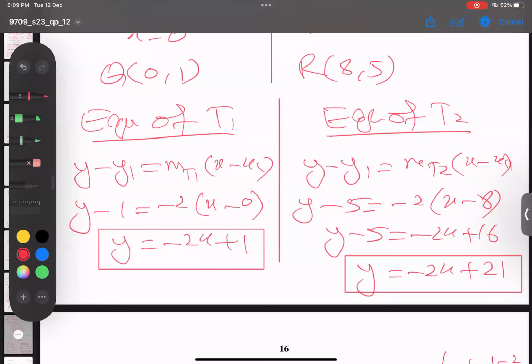The two equations of tangents he was asking for, which I have done. Yes, so minus 2. So alhamdulillah, I hope the point is very clear, and the question is completely done.